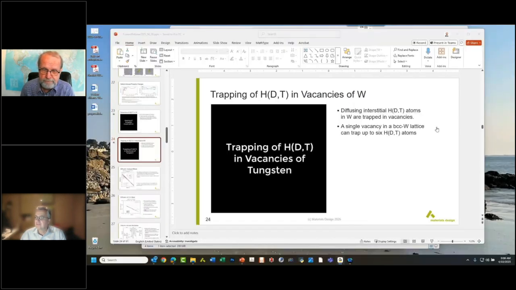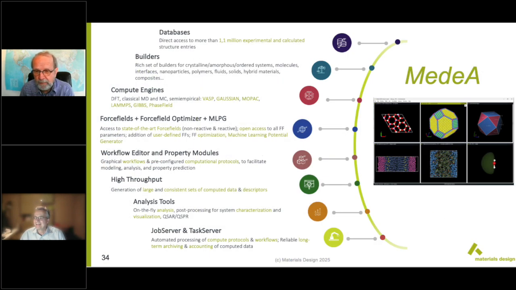Thank you. Next question is more of a technical nature about MedeA and how you can run it. So the question is, can you use MedeA on HPC clusters, GPU-based or CPU-based clusters? The answer is yes, yes, yes. MedeA is designed to run on various different platforms, and we have many customers who run on HPCs. And MedeA has a three-tier architecture.